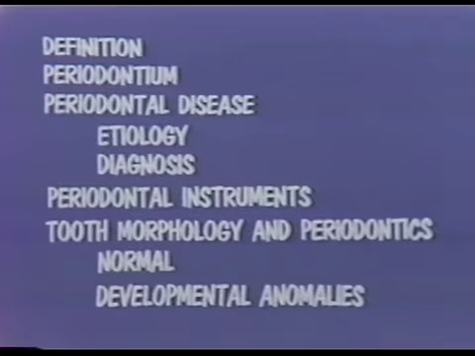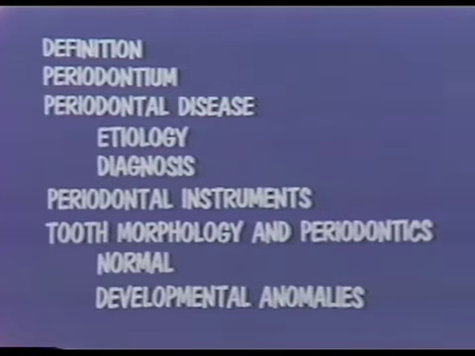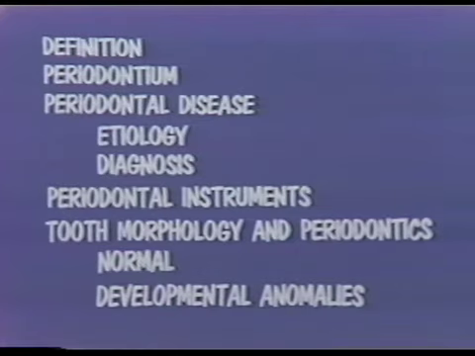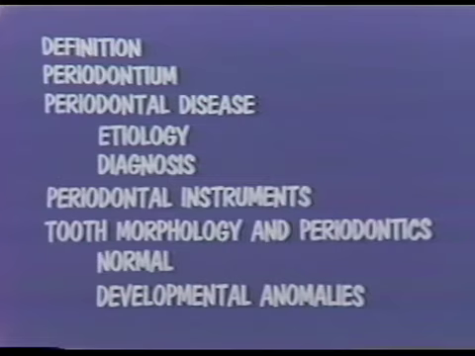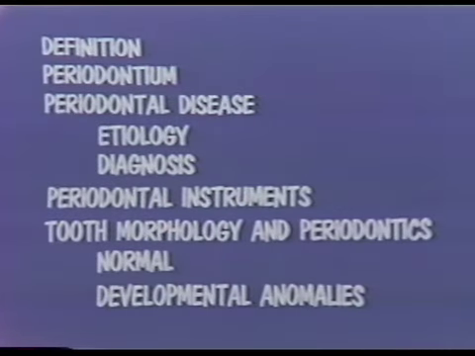Today's lecture will cover the relationship between dental anatomy and periodontics, and will cover the following areas: a definition of periodontics, the aspects of the periodontium, periodontal disease, its etiology and diagnosis as they relate to the morphological aspects of the tooth, how periodontal instrumentation relates to tooth morphology and crown morphology, a review of tooth morphology and periodontics of the entire dentition in both the normal and in areas of developmental anomalies.